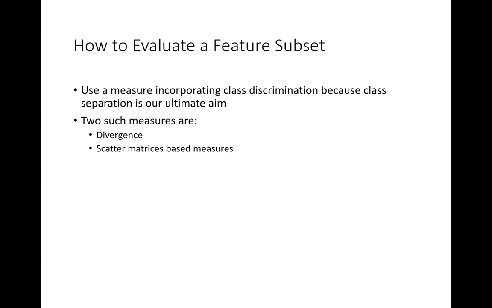All right. So there are two possible measures. One could create their own new measures, but we will discuss only two of them here. One is known as the divergence, and the other one is known as scatter matrices based measures. All right. So we will look at these two measures now.